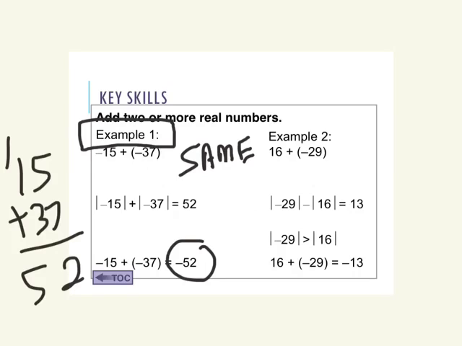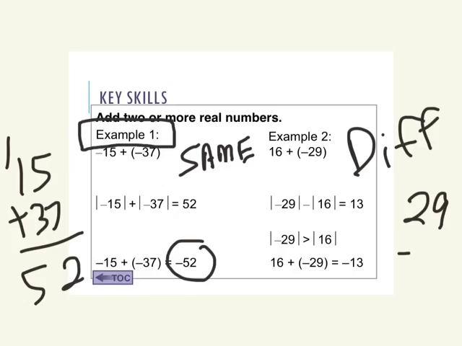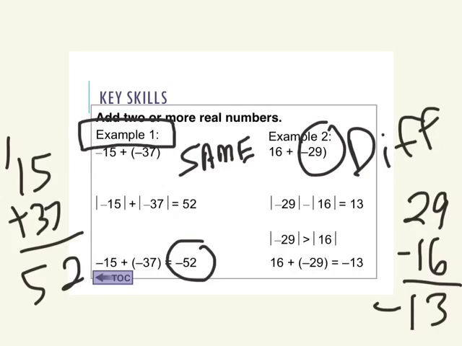Example 2, we have different signs. The signs are different. So since the signs are different, I go ahead and I subtract them. Now when you subtract them, just disregard the signs. Take the bigger one minus the smaller one, and you get 13. Now then, the last thing you must do is decide if that should be a positive or negative 13. In this case, the bigger number was 29, and 29 had a negative number, so my answer is negative 13.